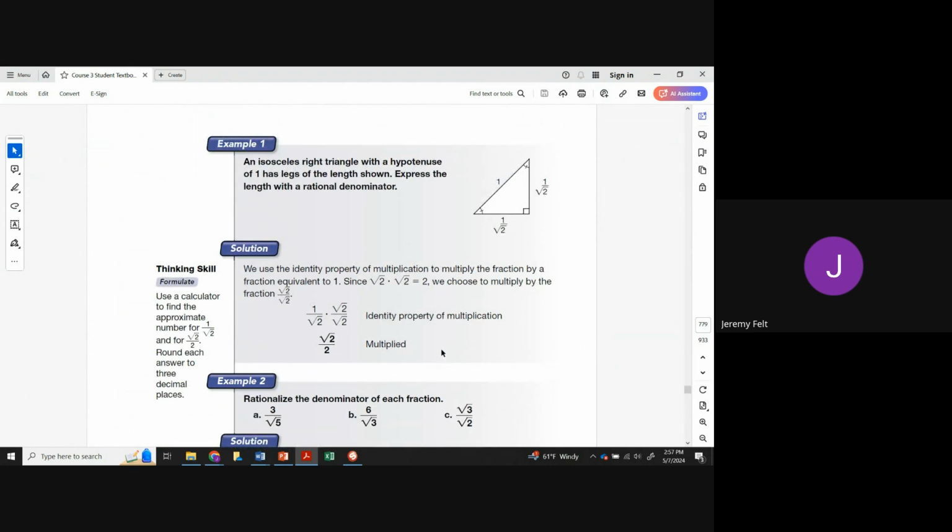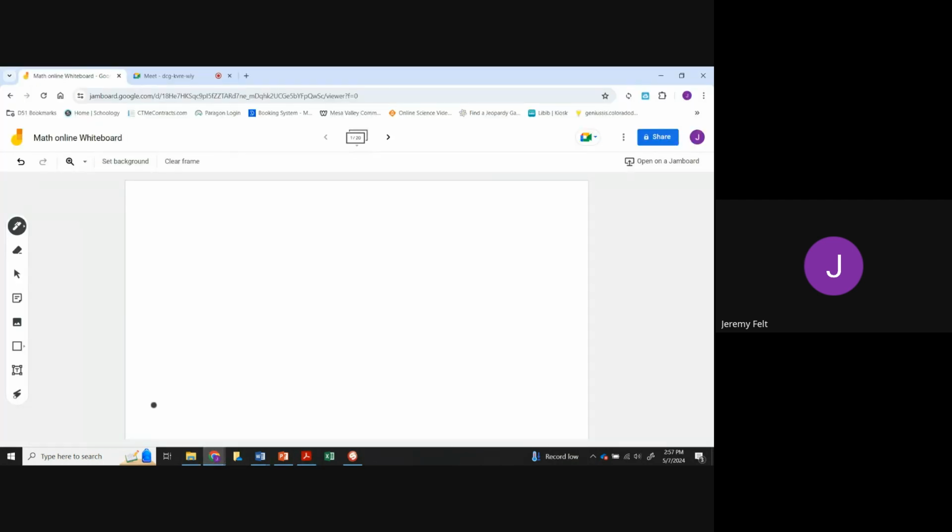So let's say we have an isosceles triangle. That means 2 sides are the same, and these angles are both then 45 degrees. The hypotenuse is 1, and so we're given the lengths, express the length with a rational number. And so we have our triangle has a length of 1 over square root of 2.